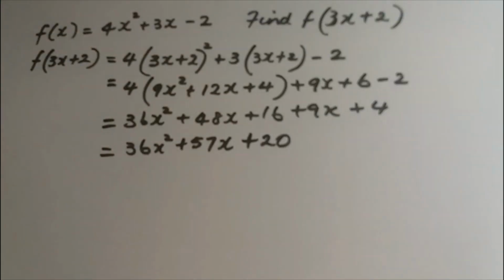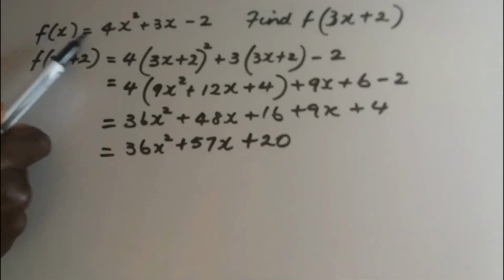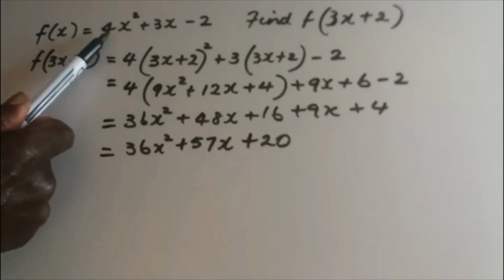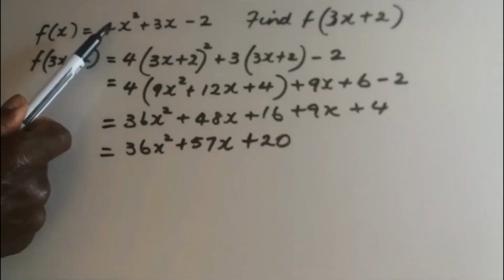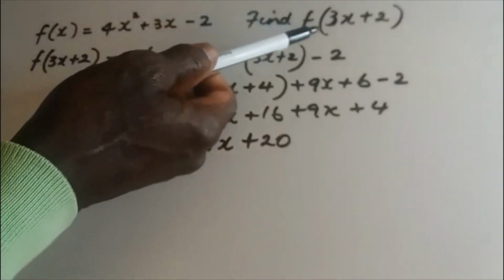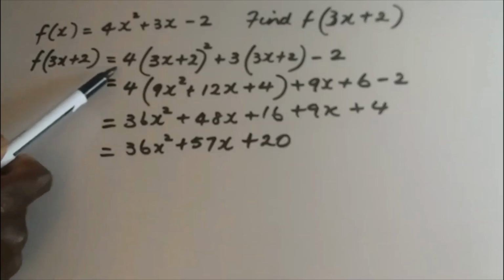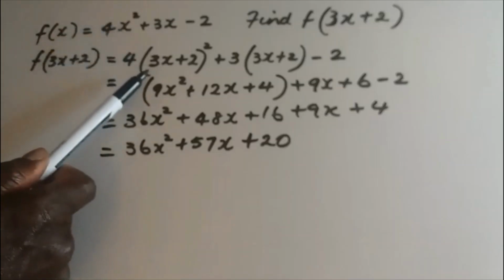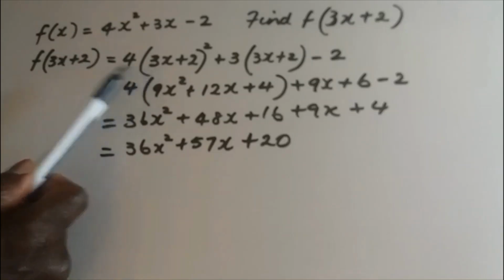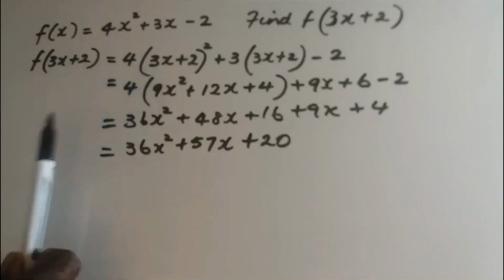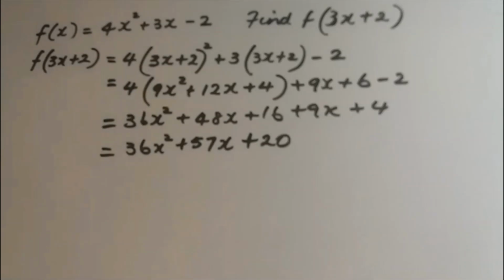Again, the function notation f of x, whatever input you have, you must follow this rule. 4x squared add 3x minus 2. Our input is 3x add 2, and so I substitute wherever x is, I substitute 3x add 2. I evaluate that and simplify it. And that's it.